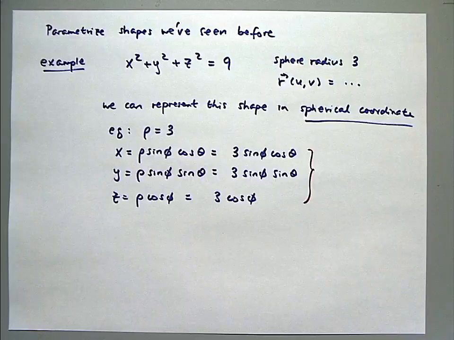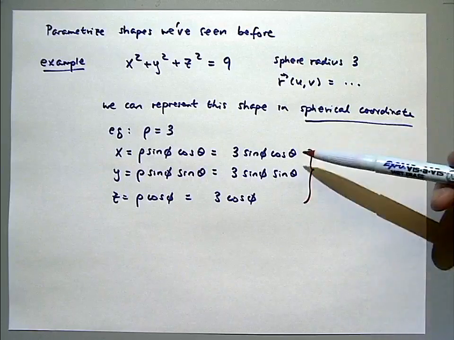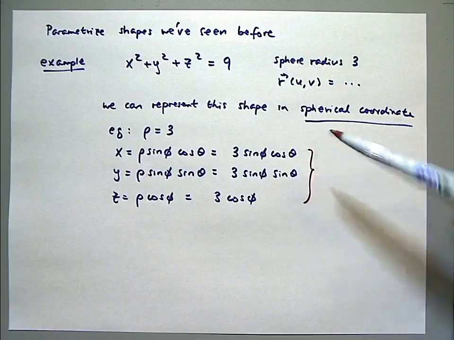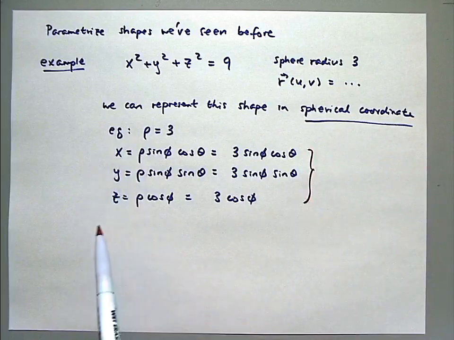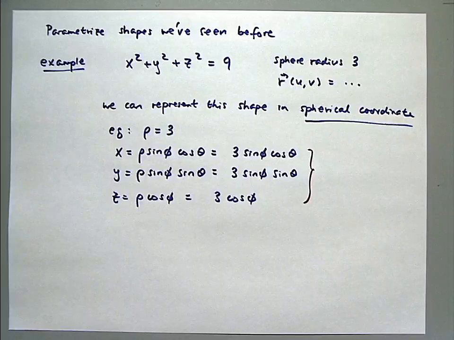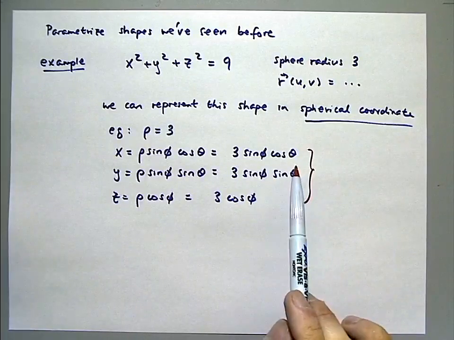Now here's the key part. Looking at these three equations, each triplet of x, y, z gives me one point. And each point depends on phi and theta.